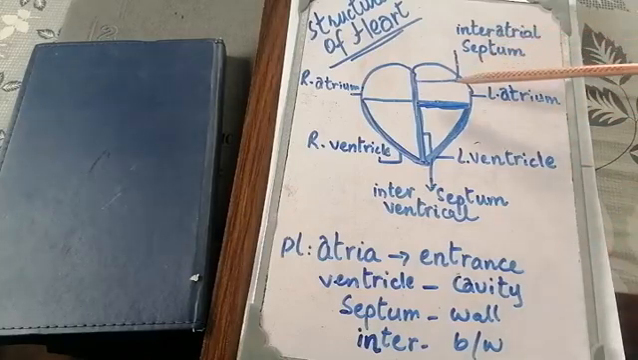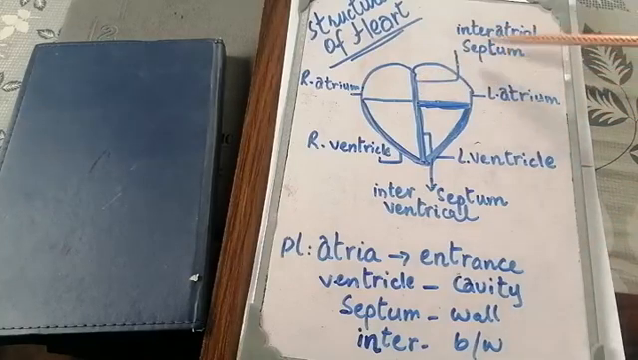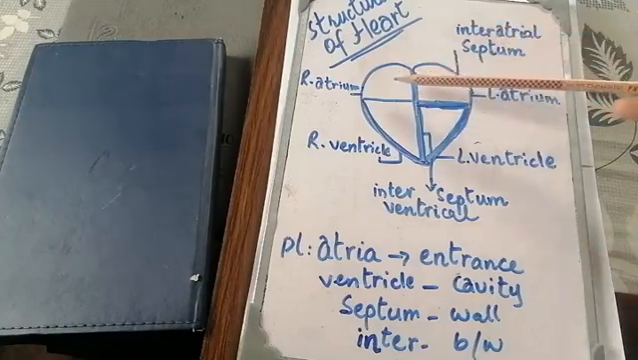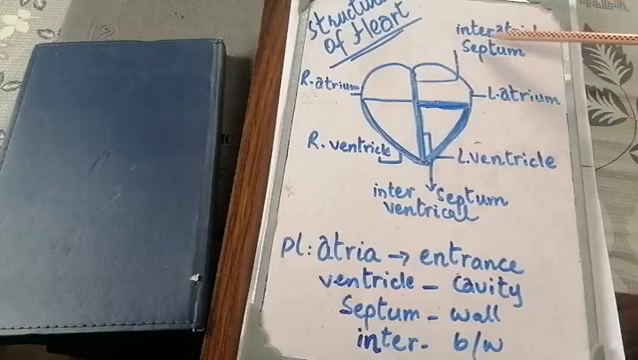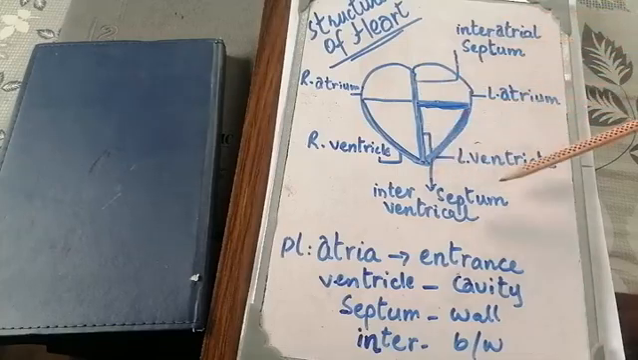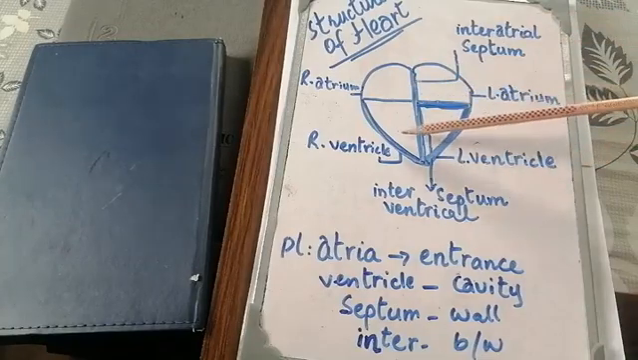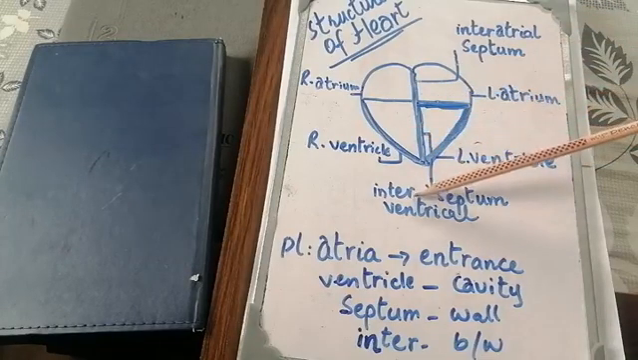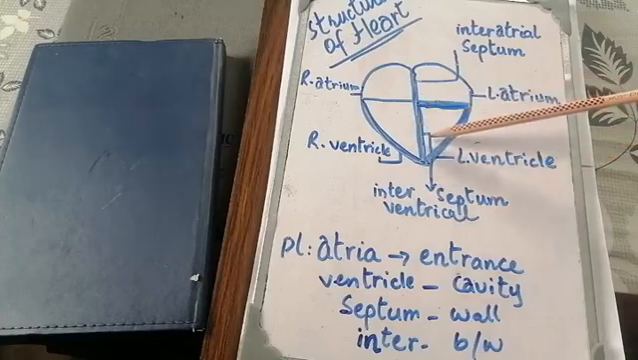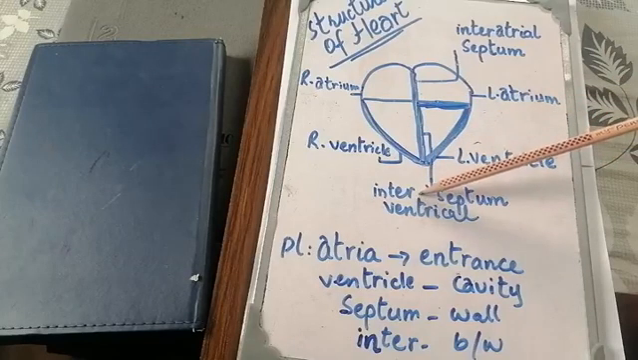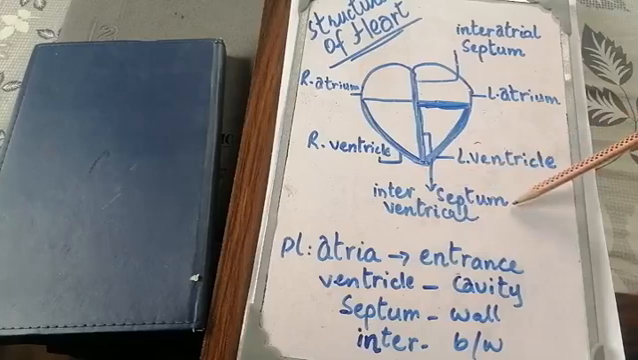Inter means between. Septum means wall, the wall present between the atria. That's why it is known as the interatrial septum. And there is another septum, present between the ventricles. Inter means between, so it is the interventricular septum. It will be very easy to memorize when you know the meaning of inter and the meaning of the septum.